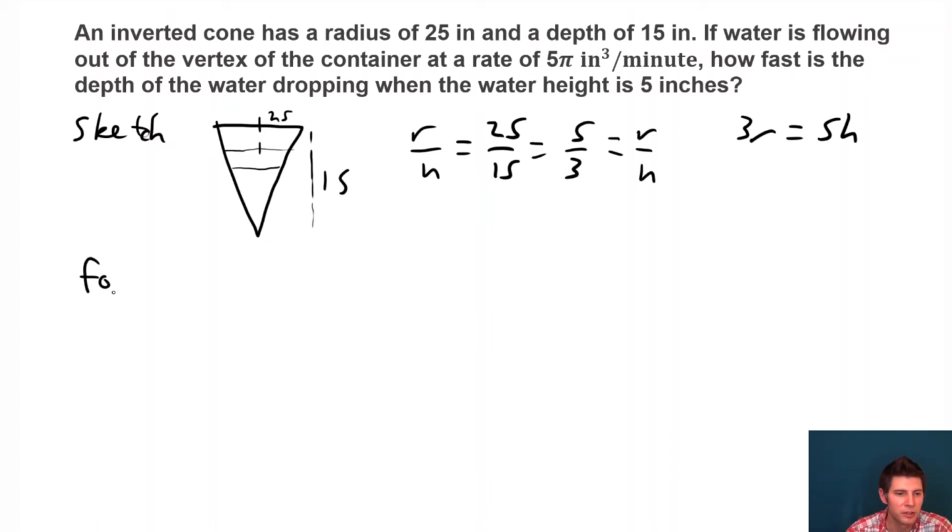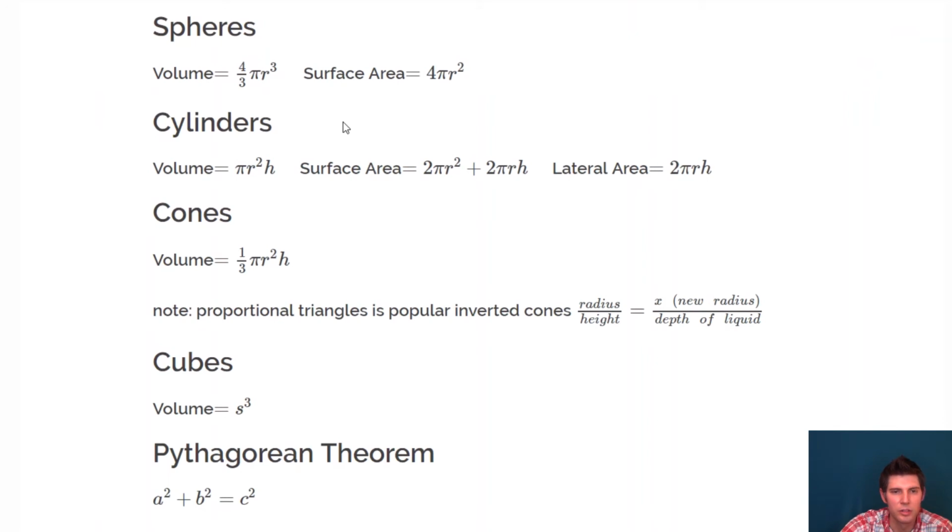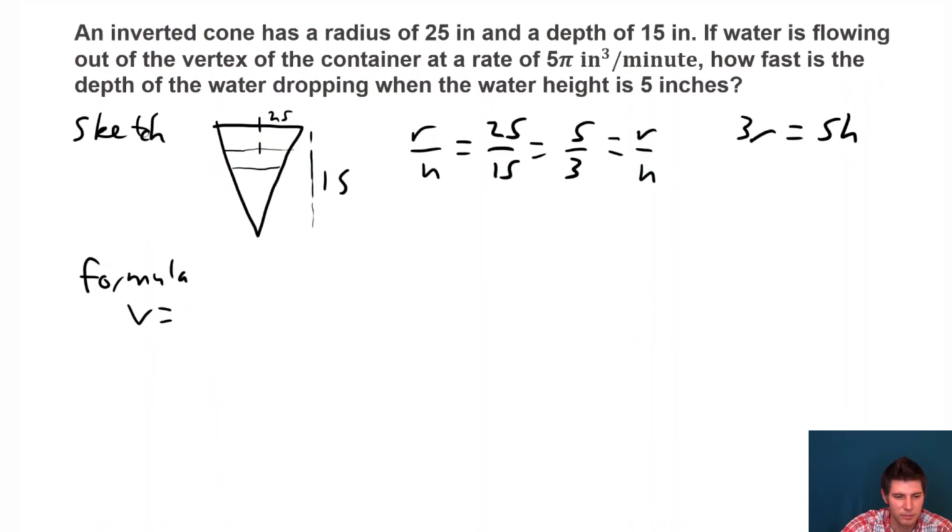So the formula for this is definitely going to be volume of a cone. So the volume of a cone is 1/3 pi r squared h. And unfortunately the r and the h aren't fixed for this one, so we're going to have to do product rule for sure. And then the given, I'll put them over here.